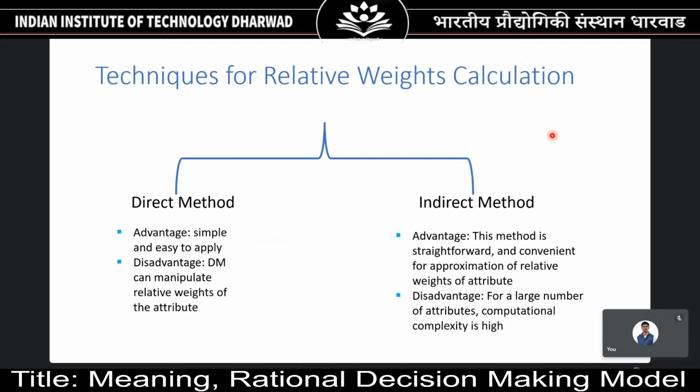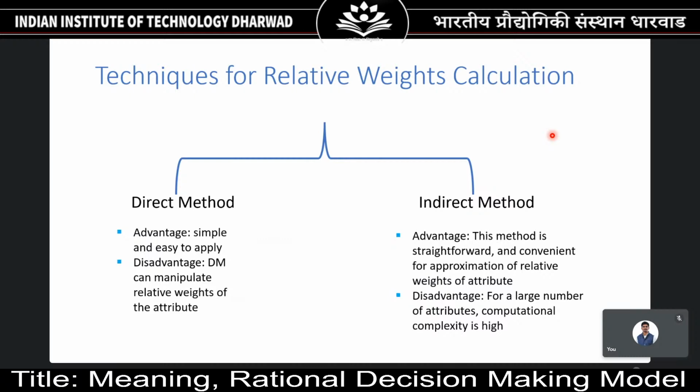Suppose Mr. Kumar only focuses on the look. In that case, maybe he can't recognize the qualification or what he is getting from the other options. Can you recall the other options? So in that case, the decision maker can manipulate as per their requirement, and he is unable to make a rational decision, a rational assignment of weights to the attributes.